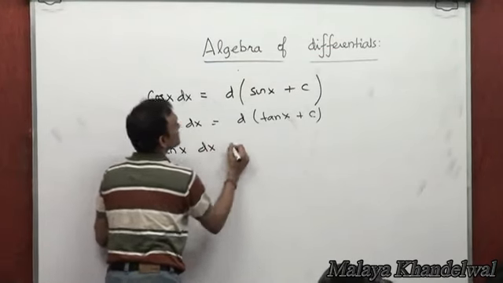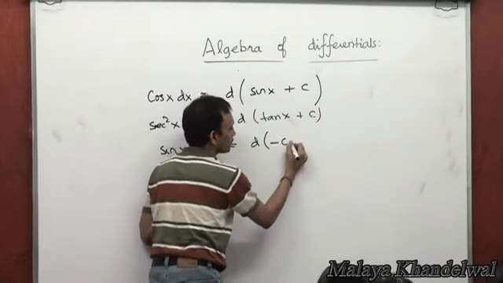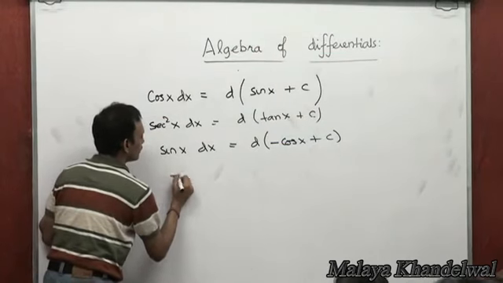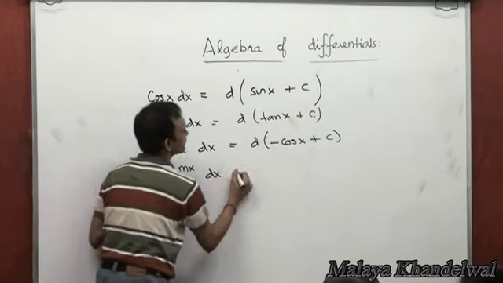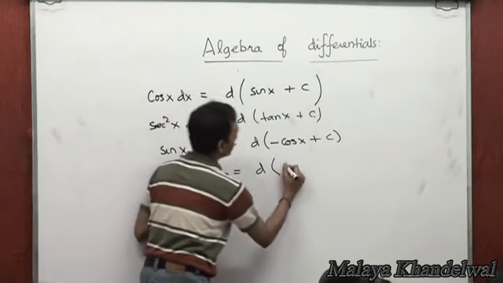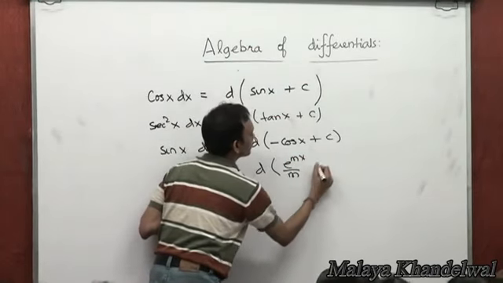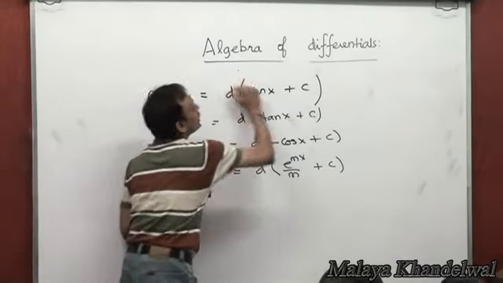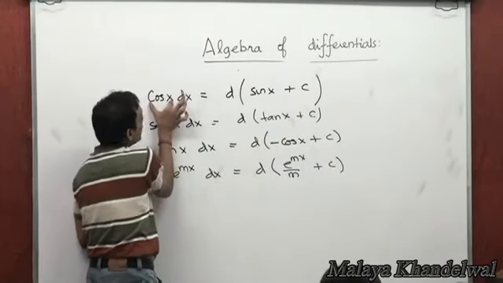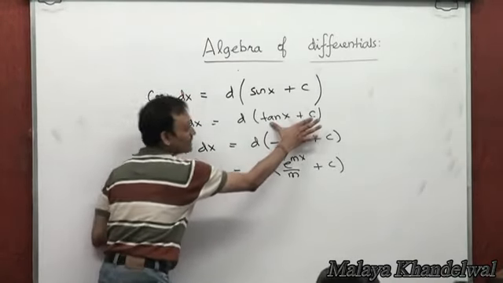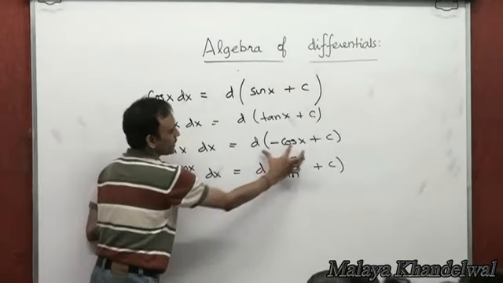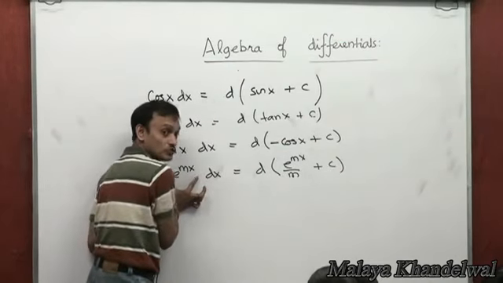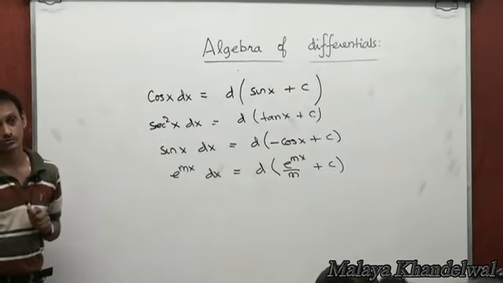If I said sin x dx, that's going to be d of. If I said e power mx dx, that's going to be d of plus c, and so on and so forth. So if you're going from a cos x dx to d of something, then this something is going to be the integral of this thing with respect to x, and so on and so forth, right?